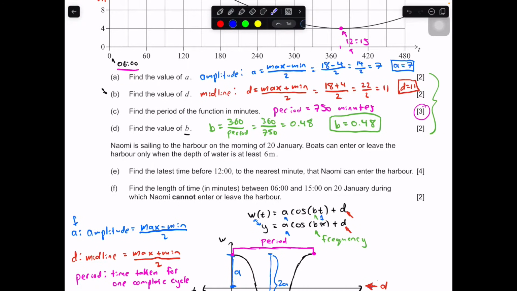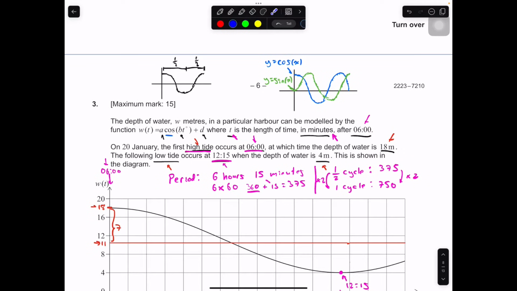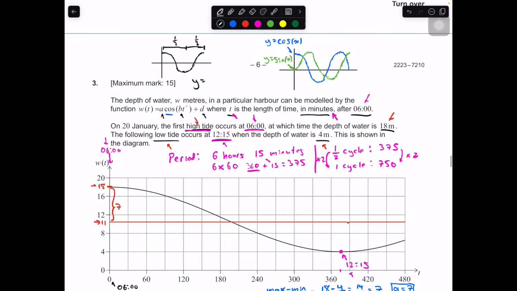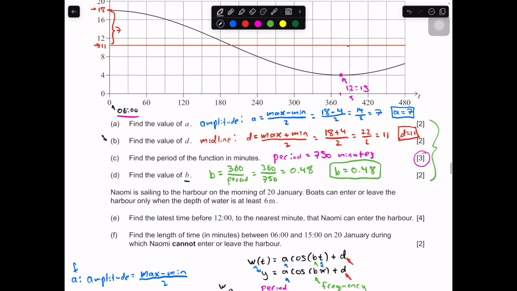Okay, so let's work this out. We're going to need to graph this one. Running out of space a little, but let's write out our function itself. So we have y is equal to a cos b of t plus d. A we found out was 7. 7 cos b, we said, was 0.48 t plus, and then the midline again was equal to 11. So this is our function, 7 cos 0.48 t plus 11. And if we put that into the calculator, we should be able to graphically see what's going on here.